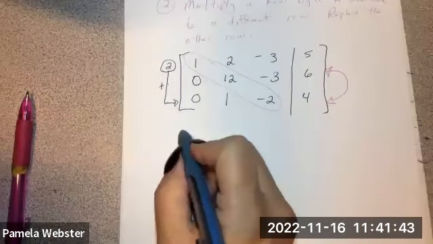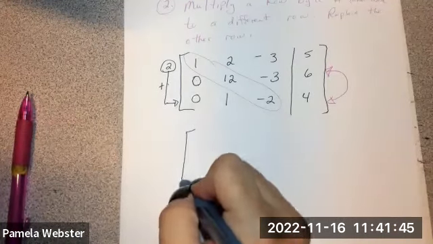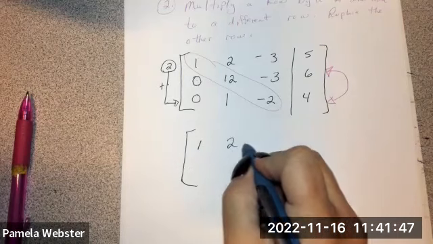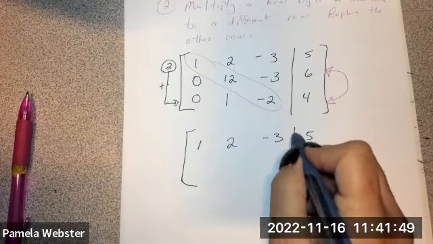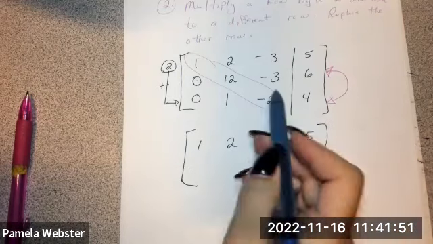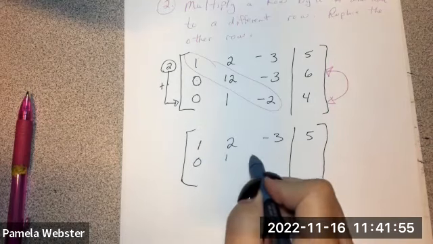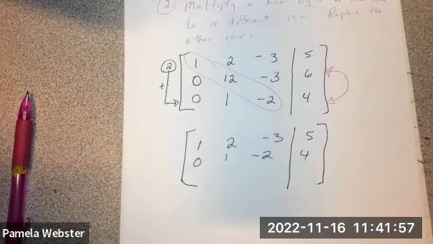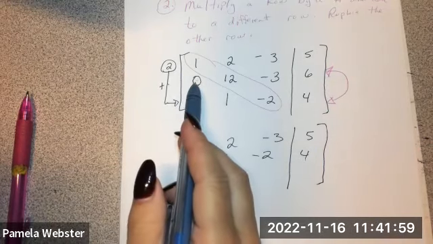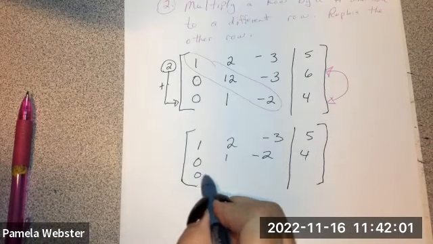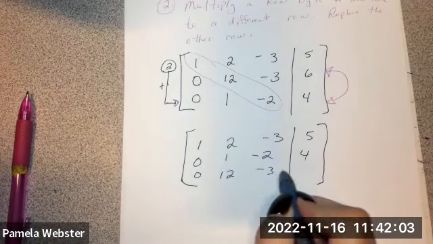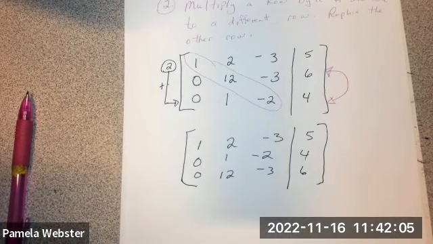Okay. So here I go. I'm going to move these around. 1, 2, -3, and 5. That one, the first one, I'm leaving alone. These 2 I'm going to swap. So I'm going to put this guy 0, 1, -2, and 4. And then I'm going to move the second row to the bottom. 0, 12, -3, and 6. So I'm just using that first legal move again, right?